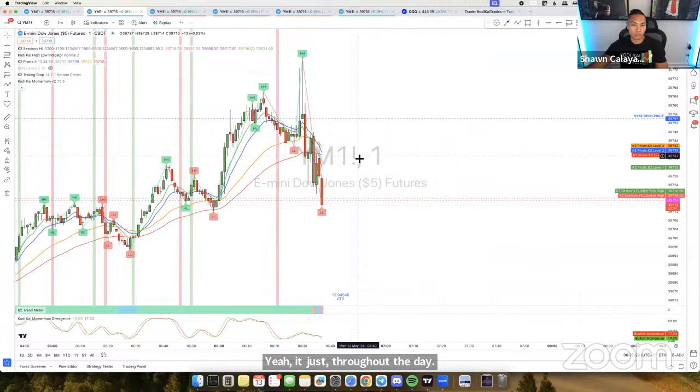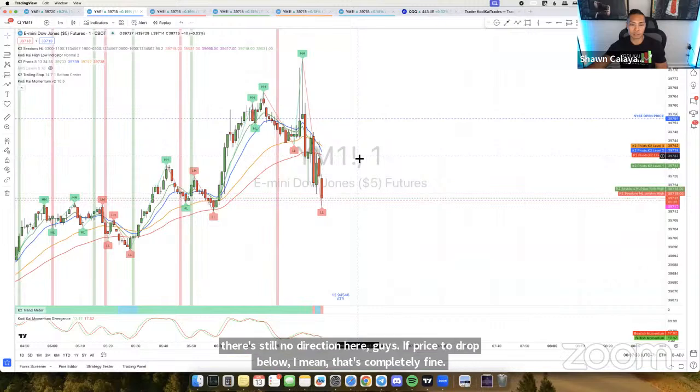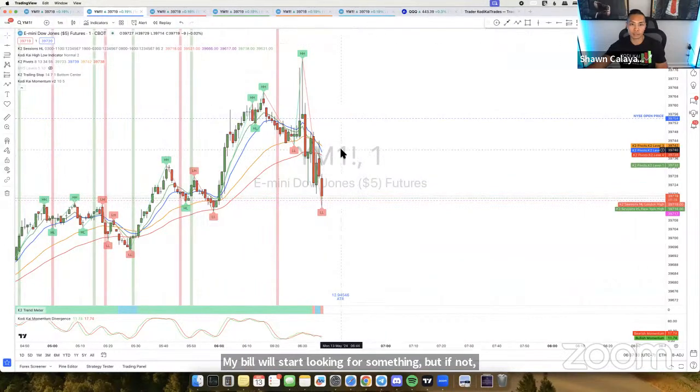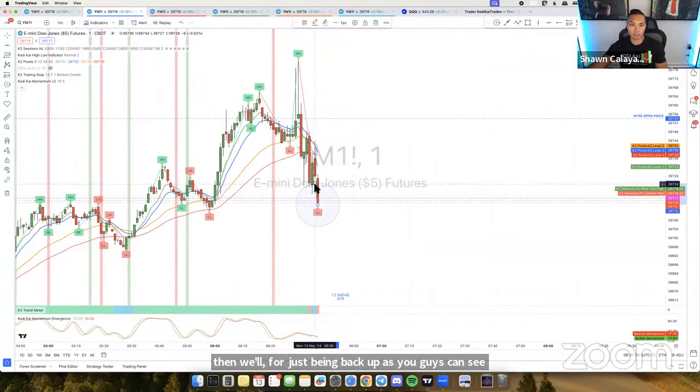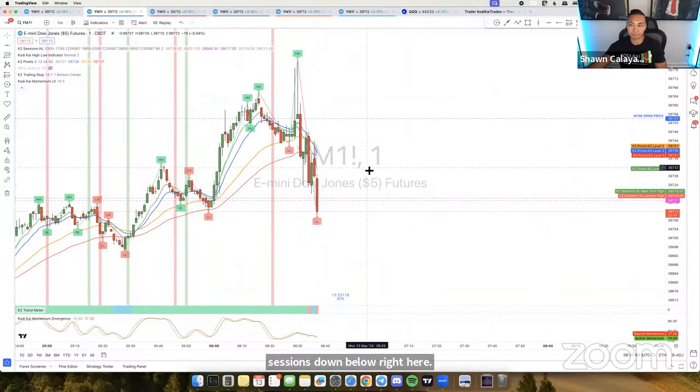So there's still no direction yet, guys. If price does drop below, that's completely fine. We might be able to start looking for something, but if not, then we'll look for it to swing back up. As you guys can see, price is currently rejecting off news price, and the session's down below right here. It's having trouble getting past it, but we'll see if it actually closes below. Look out for the fake out here.